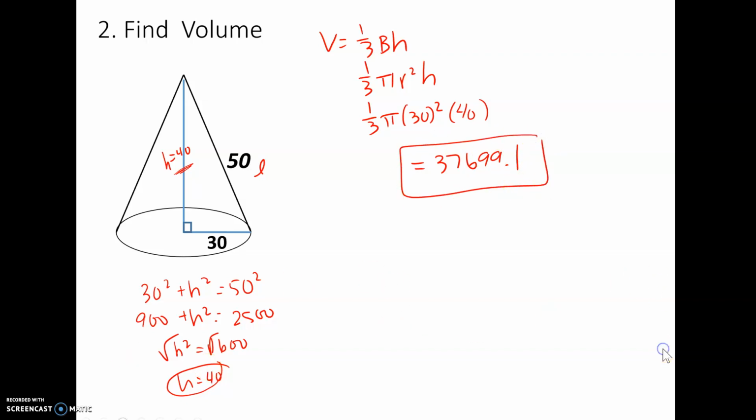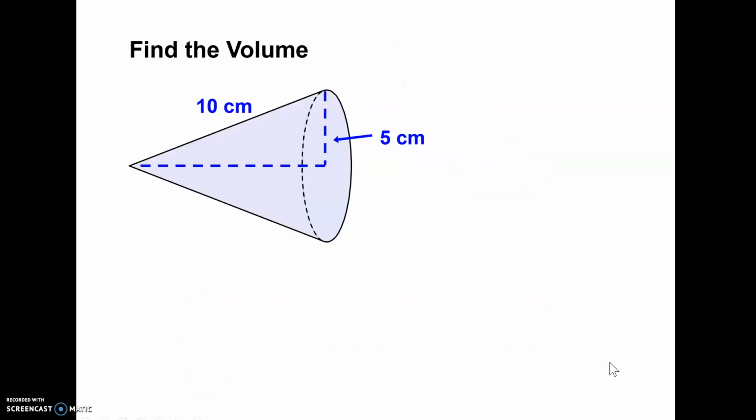Let's try one more like that. Again, I have my slant height, I have my radius, but I don't have my height. So I know this here is 90 degrees. I have 5 and 10. If you see this is a special right, great. If not, we're going to have to figure out what this is. So this is my height.